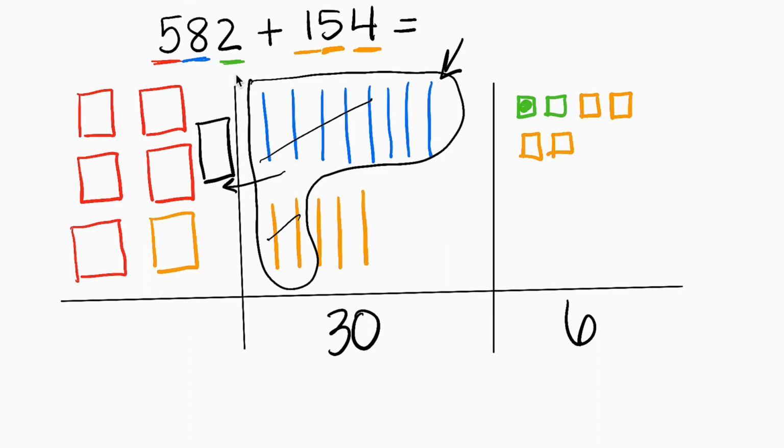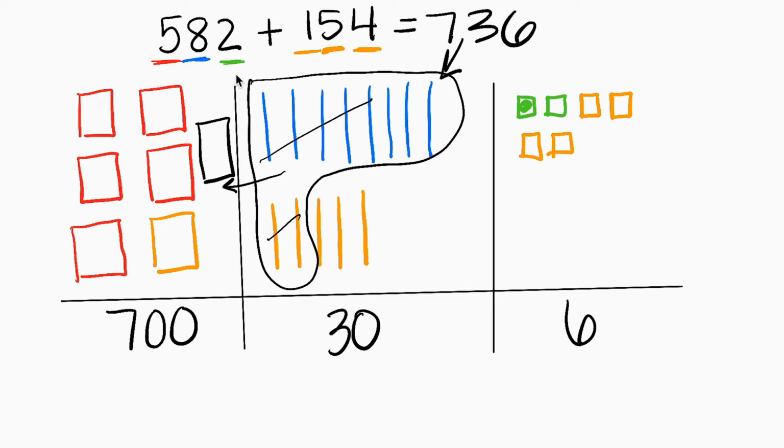And now we have the hundreds, and we have 1, 2, 3, 4, 5, 6, 7, which has a value of 700. Now we're going to push it all back together. So 700 plus 30 plus 6 is 736. And that is how you represent addition using base 10 blocks that you are illustrating, that you're drawing.